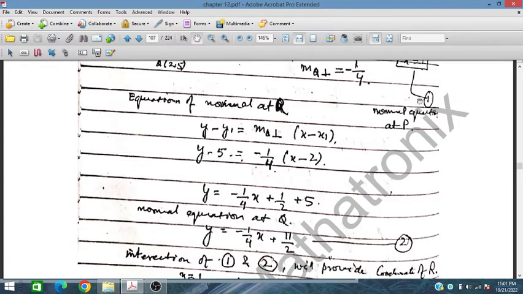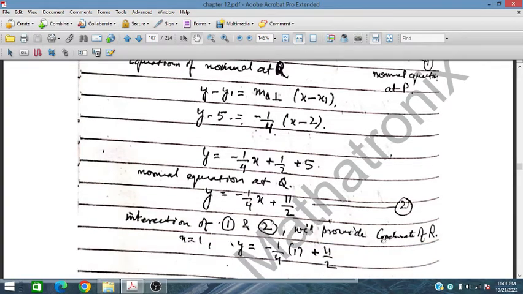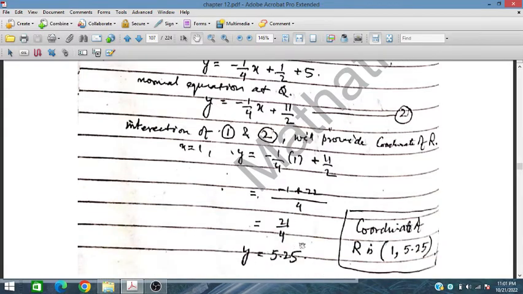At point P, the normal equation is x is equal to 1. Intersecting 1 and 2 will provide the coordinates of R. So x is equal to 1 is placed here to get the value of y is equal to 21 over 4. The coordinates of R are therefore 1, 21 over 4. This is the required coordinates.